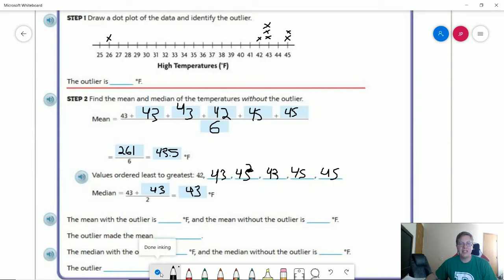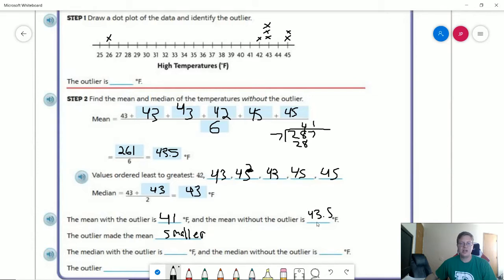And so our mean with the outlier would be, if we take our 261 and add 26 to it, that would give us 287 divided by 7. And so that would give us exactly 41 degrees. Without the outlier, we have 43.5 degrees. And so we have a 2.5 degree difference. So the outlier actually made the mean smaller in this case.